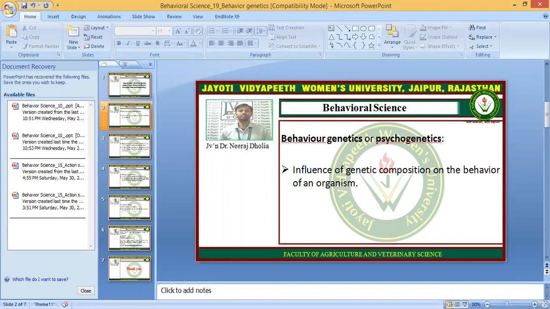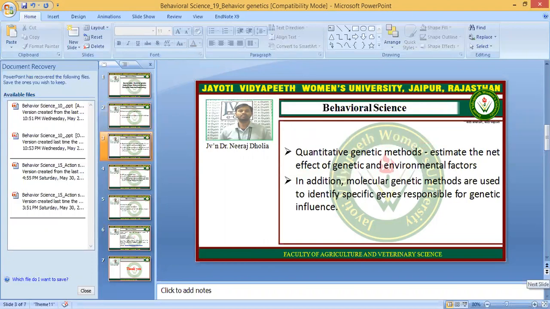You can treat any genetic disorder, or you can slightly change the genetics in animals other than humans, in laboratory animals.